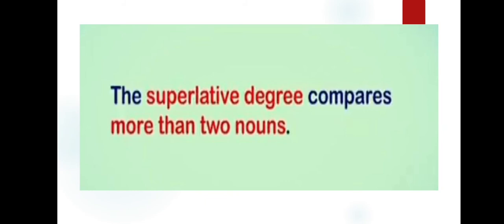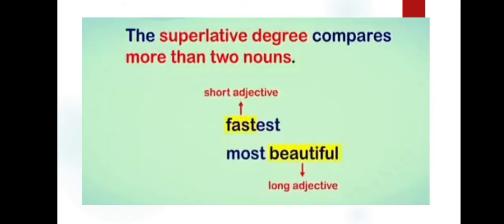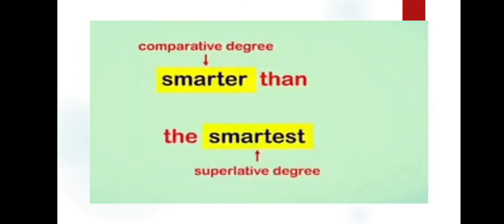The superlative degree compares more than two nouns. It is mostly formed by adding the suffix est to short adjectives having one or two syllables, and most before long adjectives having two or more syllables. Than is used after the comparative degree. The is used before the superlative degree.